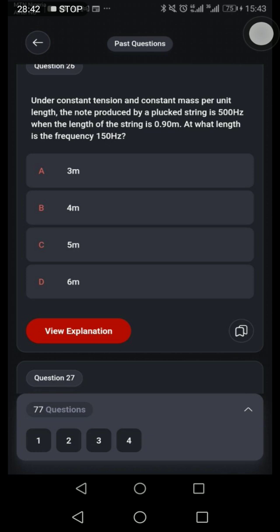Okay, they give us the length, constant tension, constant mass per unit length. That means the velocity will be constant. Remember that velocity is square root of tension over mass per unit length. So if the two things that velocity depends on are constant, it means that the velocity itself will be constant, right? Good.